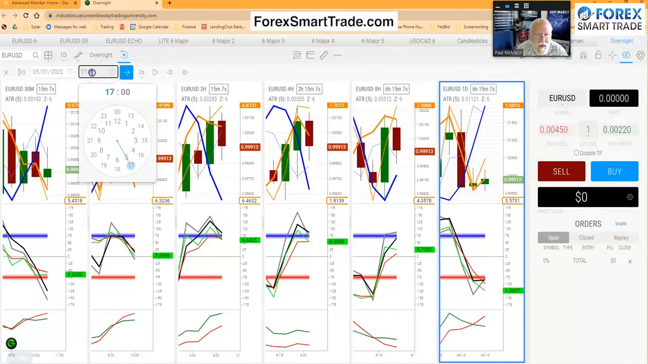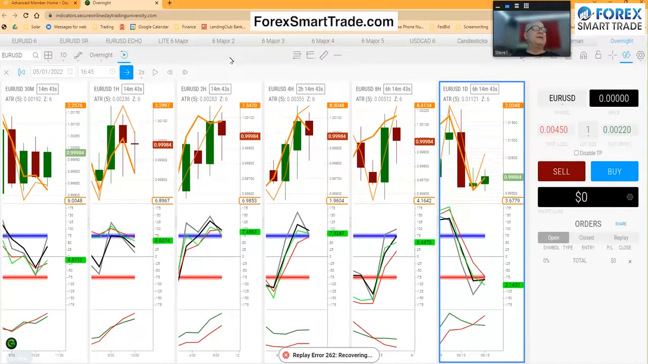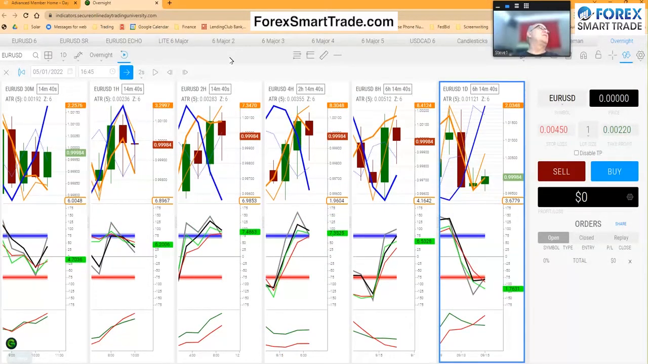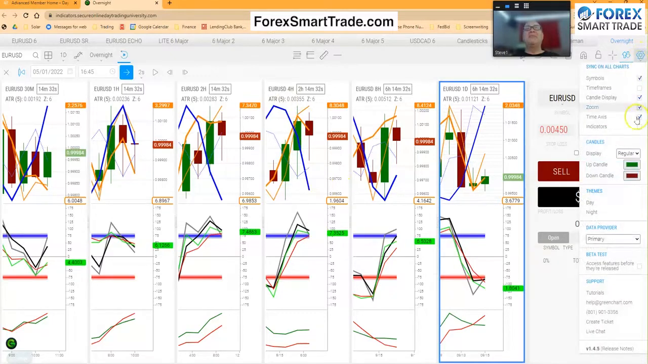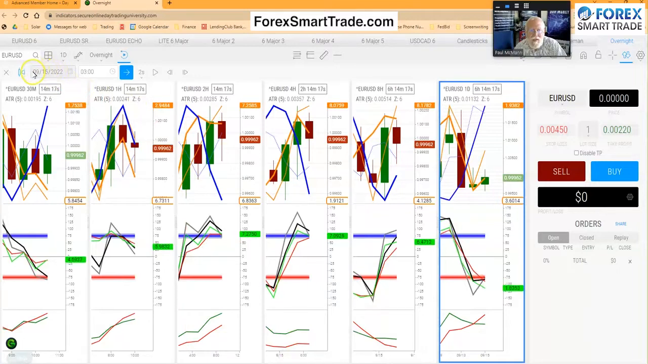05/01. 16:45. Go to. I wonder if it... Oh, it did it again. It says it's recovering, but it doesn't recover. What if you went to the other server? The star on the right, yeah, there. Primary data provider. Okay, we can try it again. Oh, replay error still. Okay, we'll see.